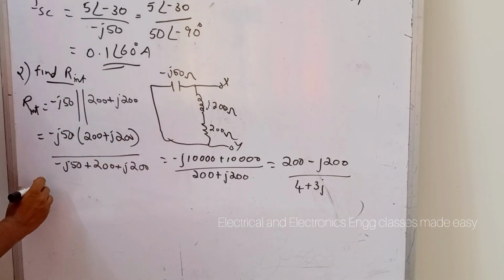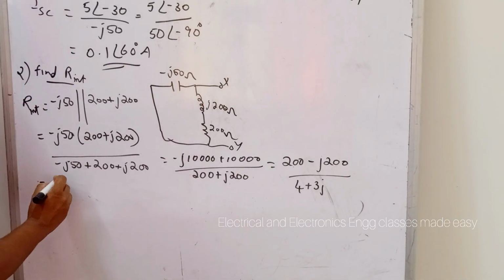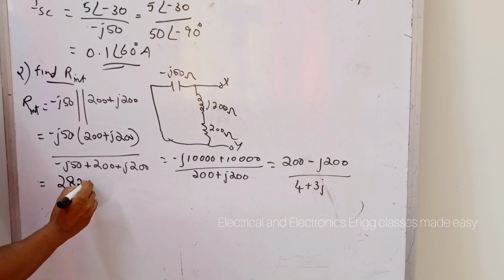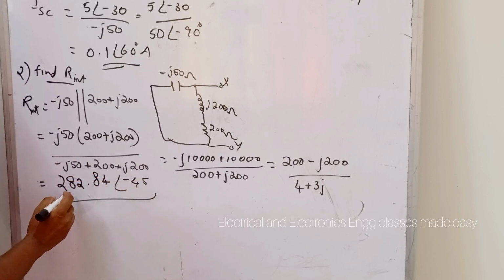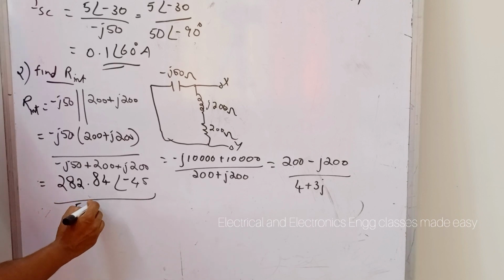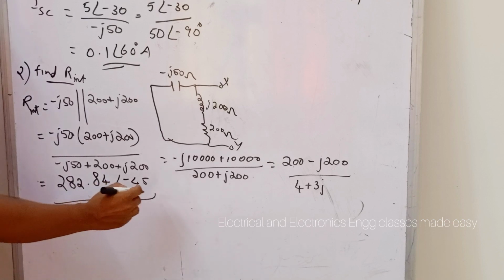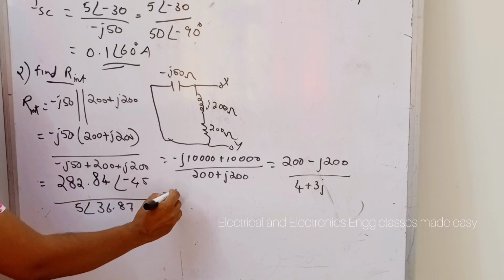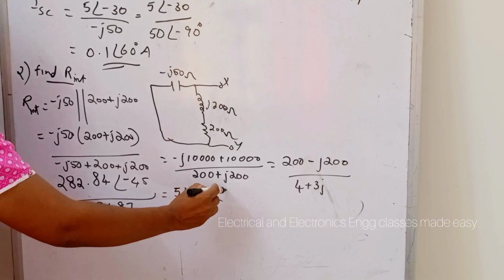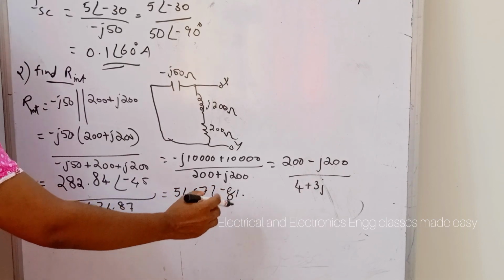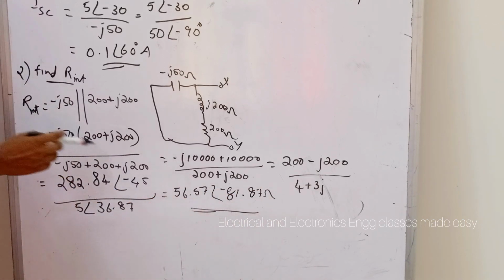So again we have to convert this rectangular form into polar form. Then we will get 282.84 angle minus 45 divided by 5 angle 36.87, and that is equal to 56.57 angle minus 81.87 ohm. So this is our R internal.